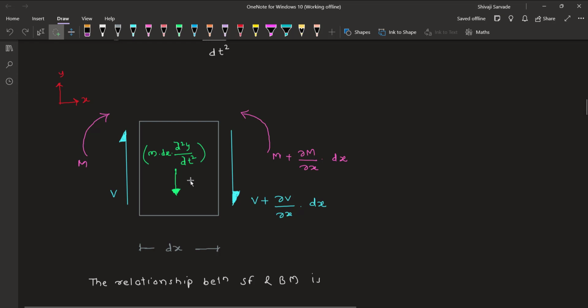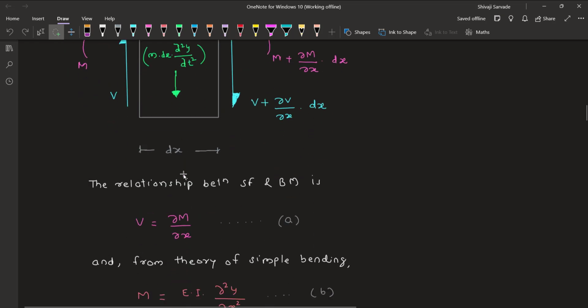So before writing the vertical equilibrium, let's establish a few relations which we already know. There is a relationship between the shear force and the bending moment. Now here everywhere we are using partial differentiation because we are considering variation with respect to the span, that is nothing but the space x, not with respect to time. That's why we are considering the partial differentiation. So we know the shear force is nothing but the first derivative of the moment.